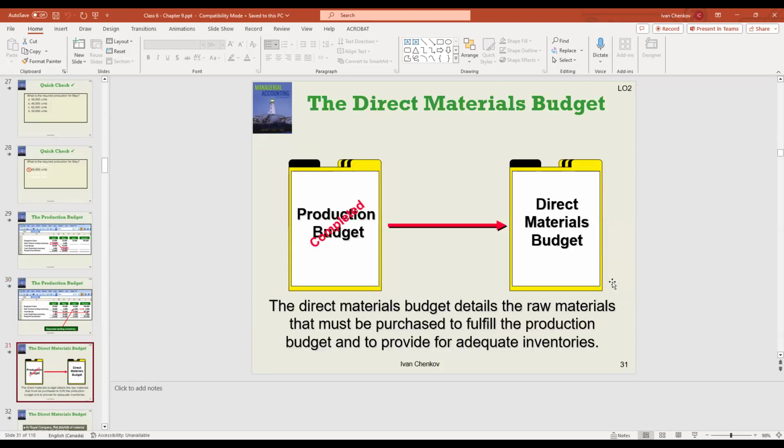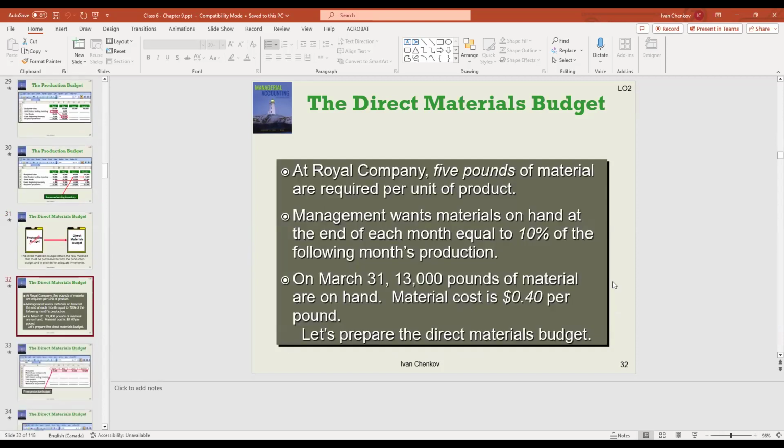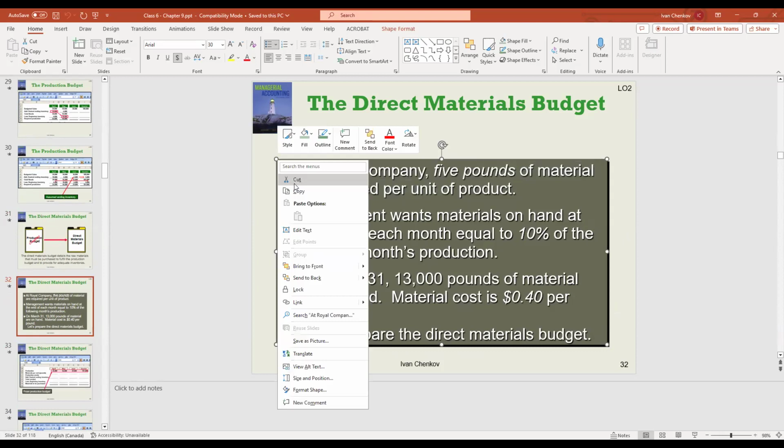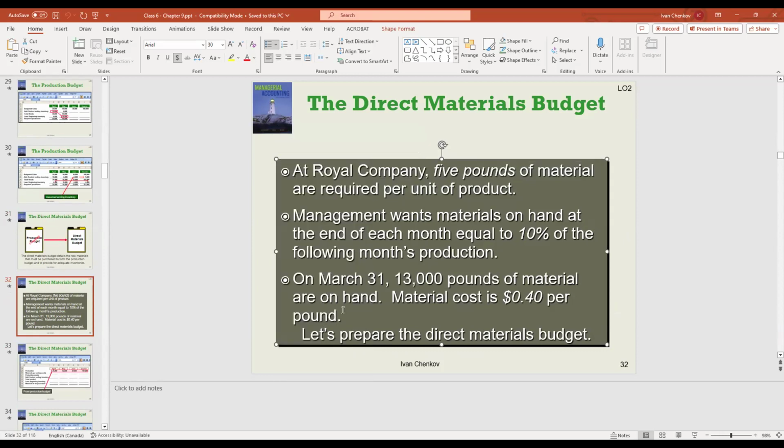Once we know that, let's start preparing. Now we know how many products we need to produce. Now let's start producing it. First, we're going to get the budget for direct material. That's the first element. Then we have to do direct labor, then manufacturing overhead. Let's start with direct material. This is the information that we need for direct material. So I'm going to copy this and move again to the Excel spreadsheet.